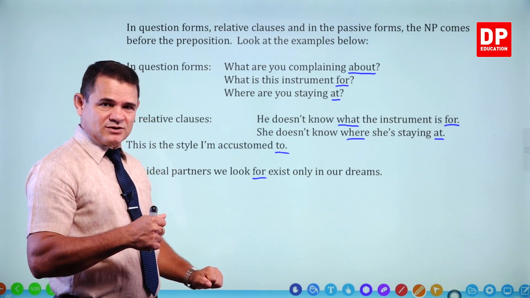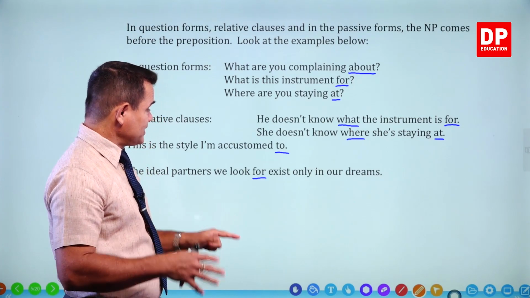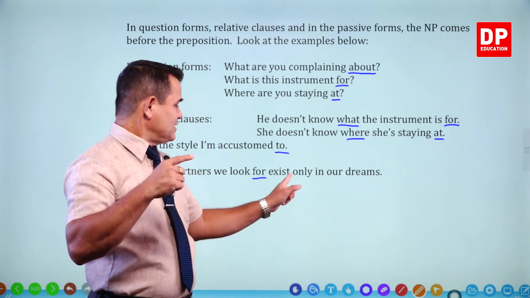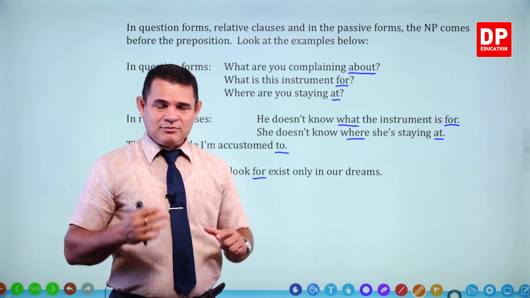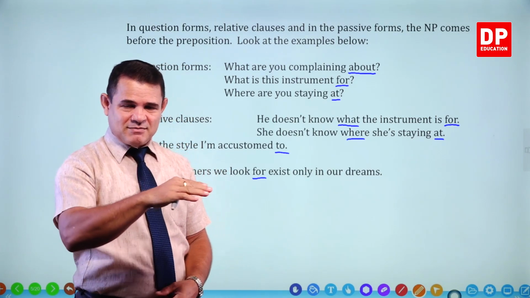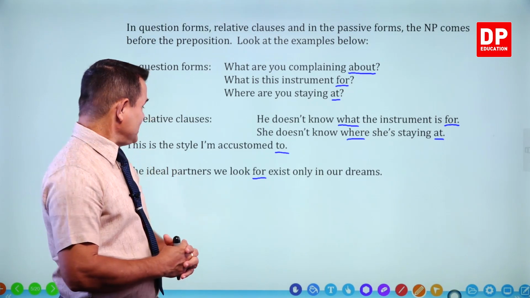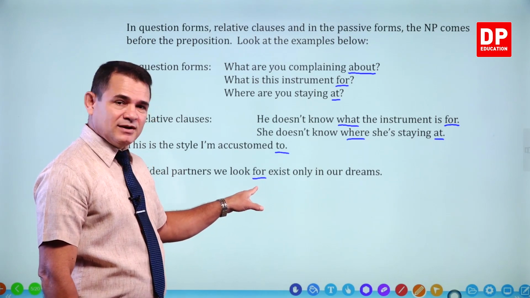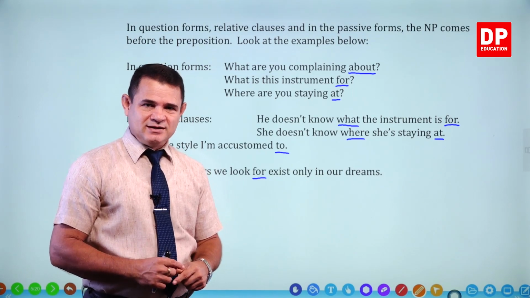The ideal partners we look for exist only in our dreams. Only in our dreams. In the real world, you can't find them. So, the ideal partners we look for. Remember this one. See the style of using these prepositions.